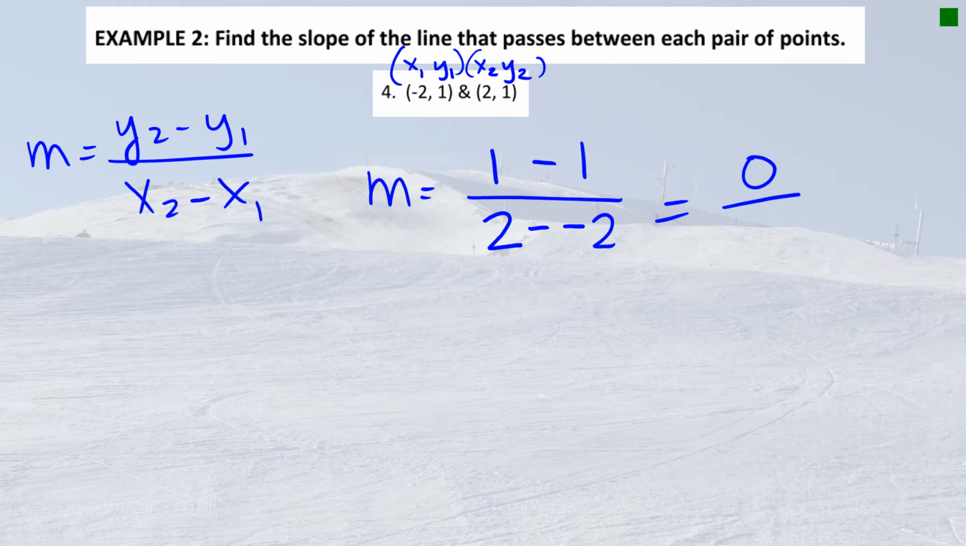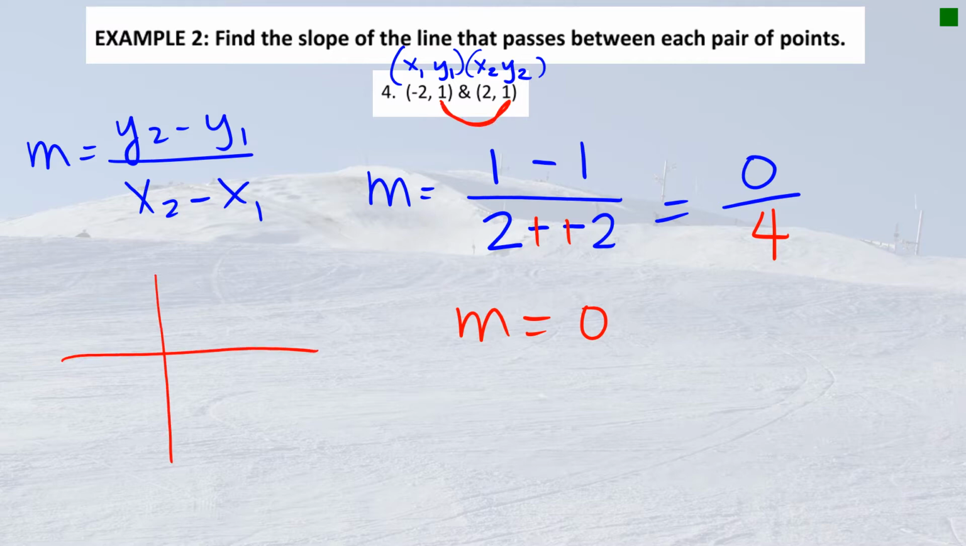I get 0 over 4. Well, 0 over 4 is 0, so my slope is 0. So one way you can always see if the slope is 0 is if you look at the y values are the same. So what this is going to look like is I'm going to have a graph, and the line is going to come through here at 1. So this is y equals 1. That means every y value on this line has a value of 1.